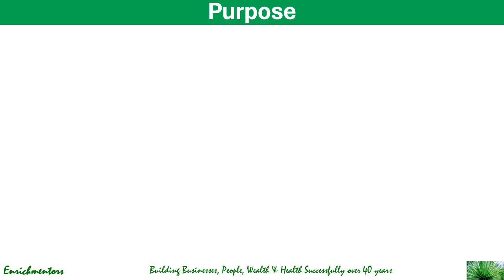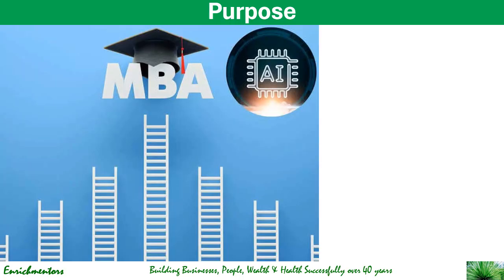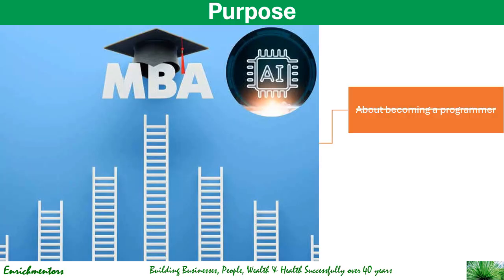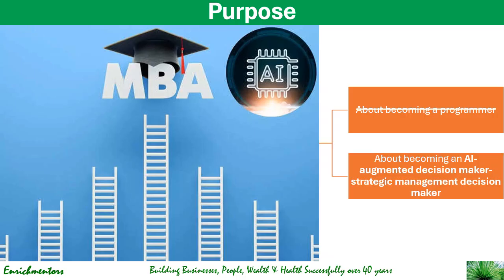So how do you think you can do that? How can you learn about AI? What are the things that you need to learn? Let's start by understanding that in the AI era, MBA is not about becoming a programmer, right? Some of you may be coming from that background of coding or programming, but it's not about that. It's about becoming what is called an AI augmented decision maker. A management decision maker who is augmented by AI.